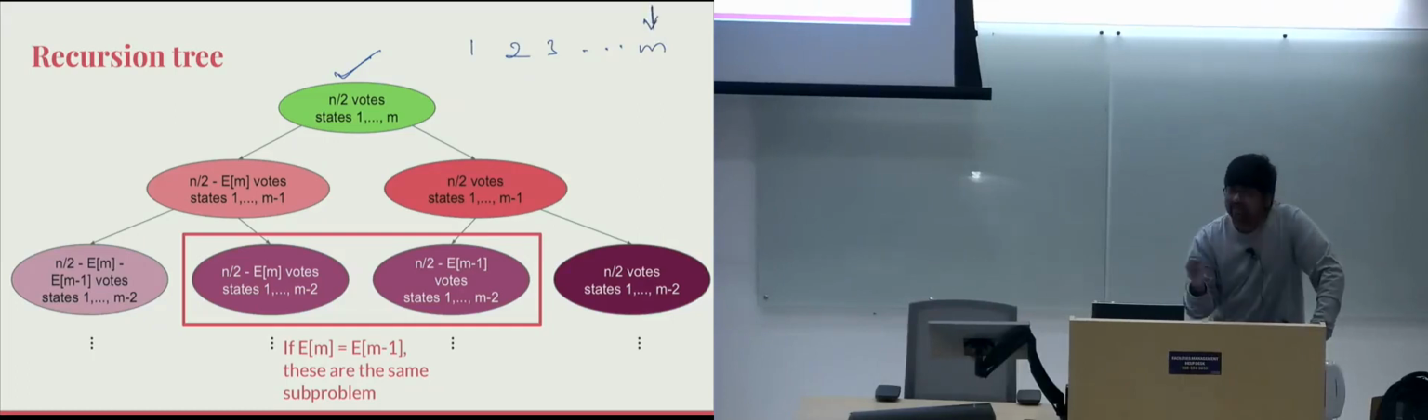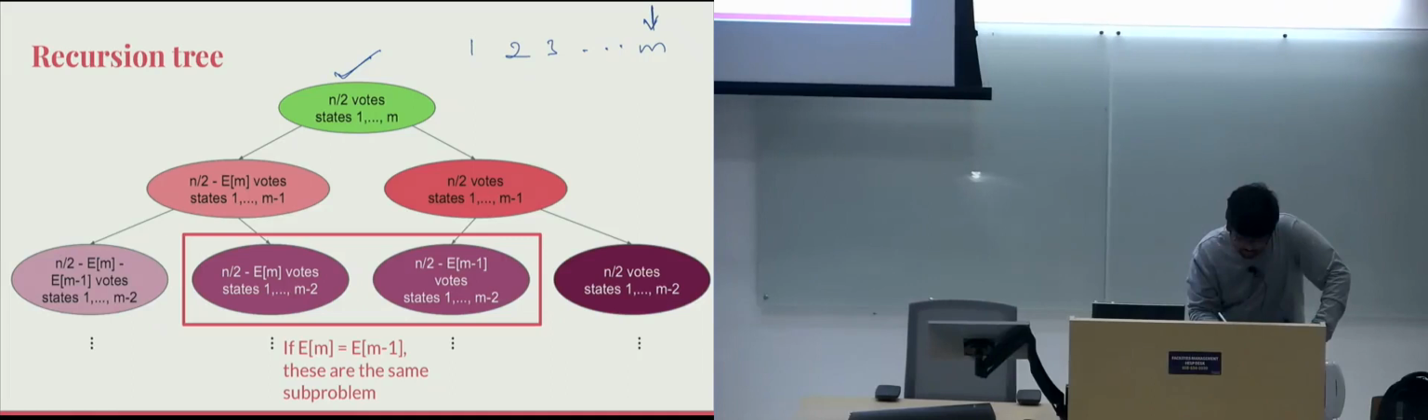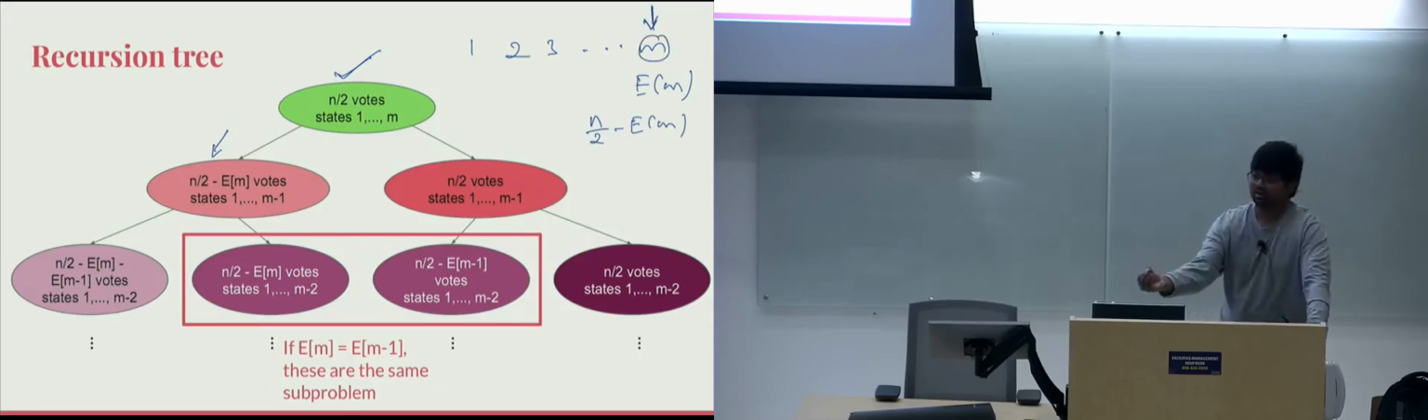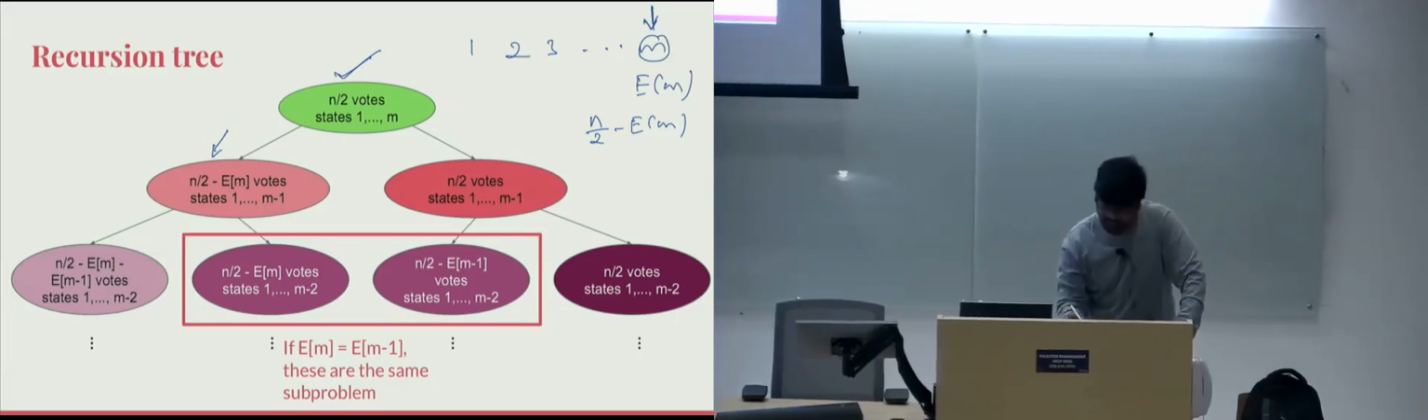So this state m can either vote for A or it can vote for B, right? If it votes for A, that means the required number of votes is reduced by E of m, because this E of m votes are going to this particular candidate A. So it will be nothing but n by 2 minus E of m. But there can be another case as well, where it votes for the other candidate. In that case, the value remains the same, n by 2.